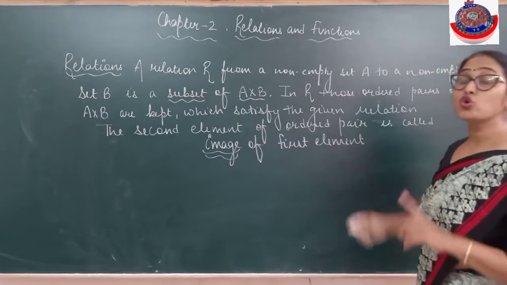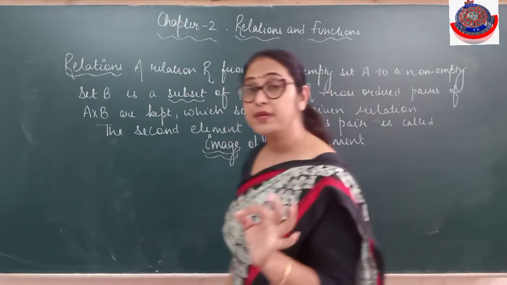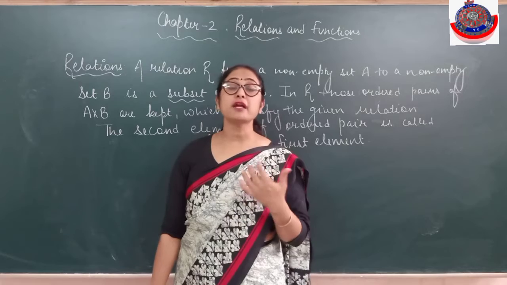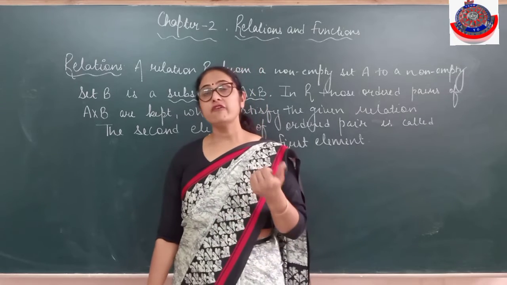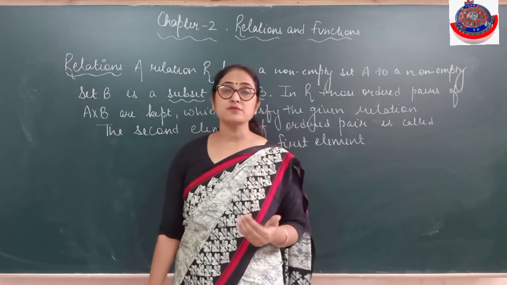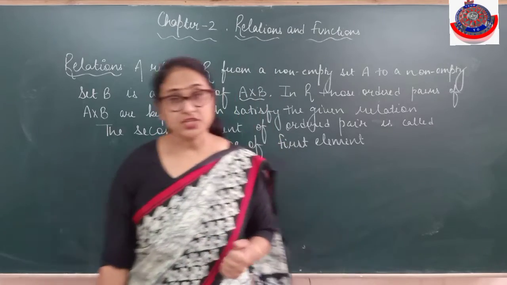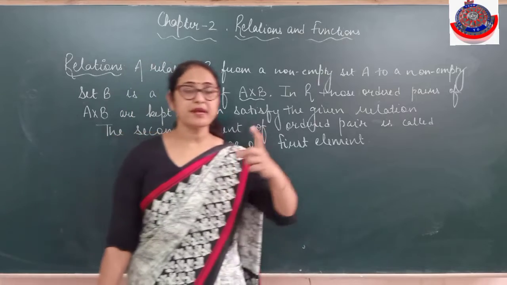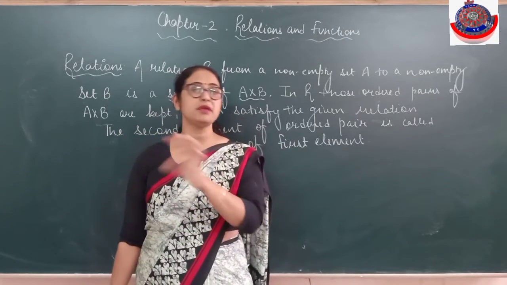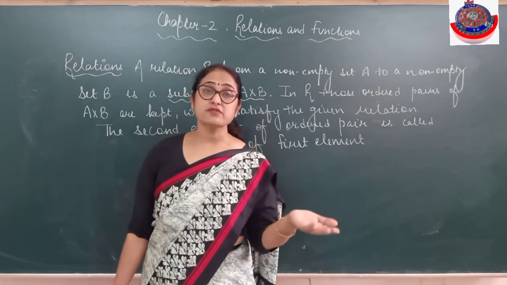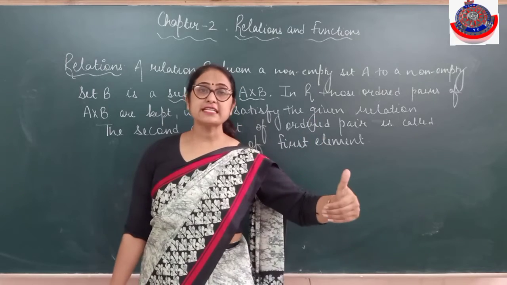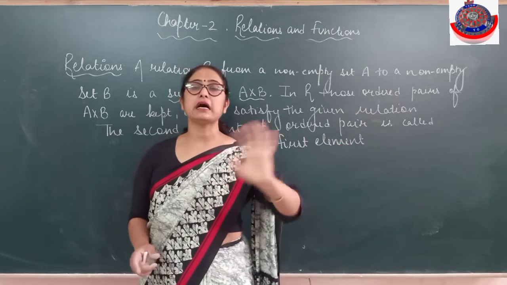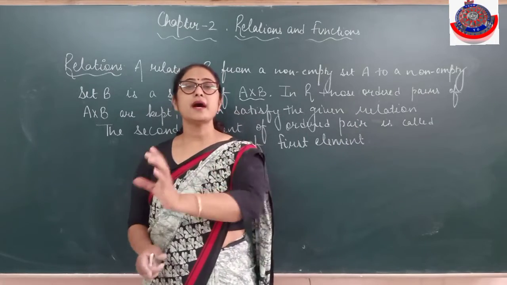In R, those ordered pairs of A cross B are taken which satisfy the given relation. You can't pick up all the ordered pairs of A cross B. We will be picking up only those ordered pairs which satisfy the given relation. For example, in the example we did, we picked only (A, Asha), (A, Ankita), (B, Bharti), where the relation was satisfied: the first letter should be the same.